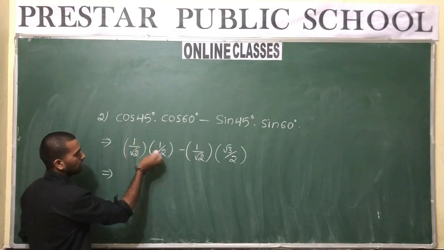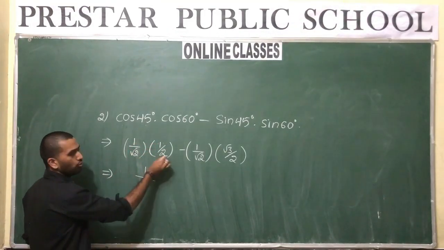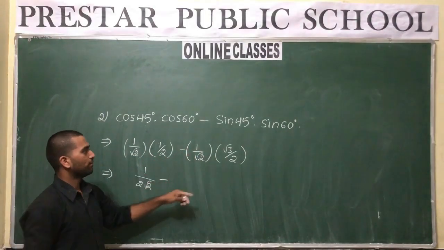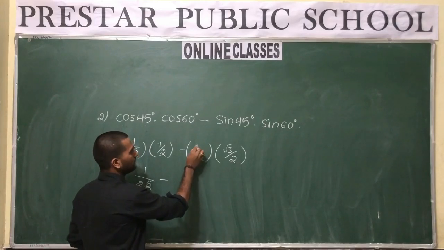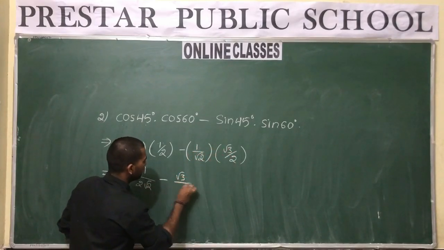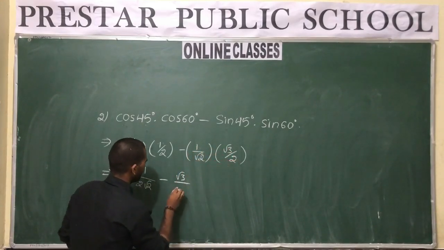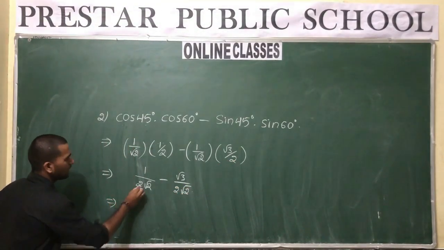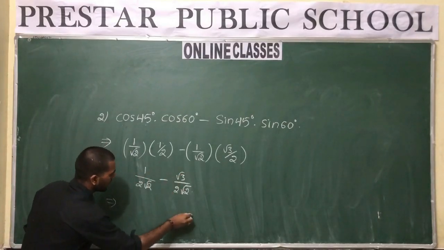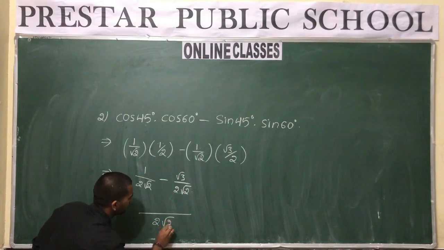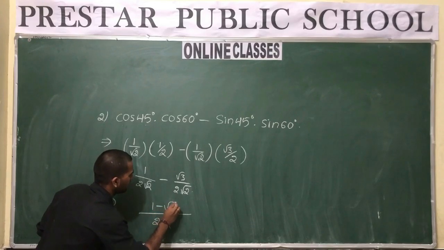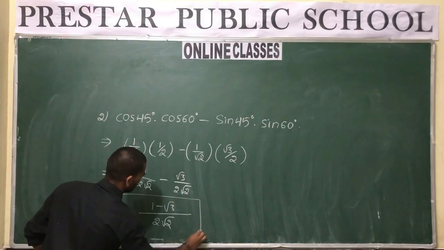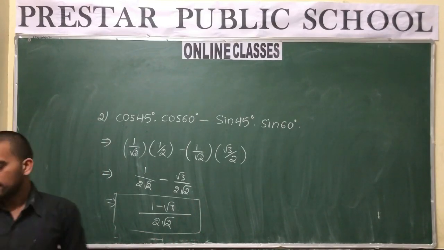Next calculation, 1 into 1 is 1, root 2 into 2 is 2 root 2, minus 1 upon root 2. See here, first the numerators, 1 into root 3 is root 3, root 2 into 2, again it is 2 root 2. Next, denominators are the same, so directly we can subtract the numerators. 2 root 2 here, root 3 minus 1. So this is our required answer.